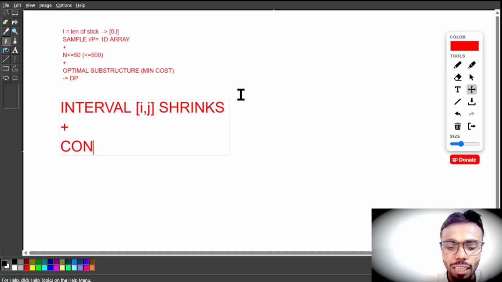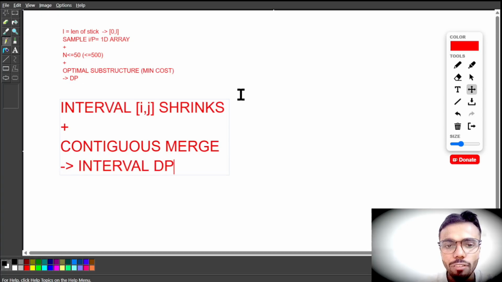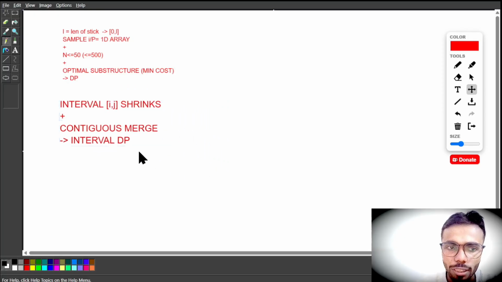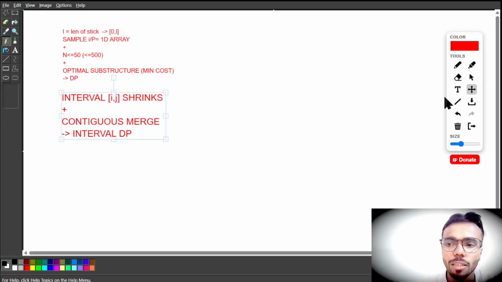So can we say that here the contiguous merge operation we are following, right? Since we are performing the contiguous merge and the interval is a string, I can safely verify it is an interval DP. And even the constraint on n is telling, and optimal substructure is telling. And basically interval shrinking is pointing toward interval DP only. Okay, now we verify that this is an interval DP.